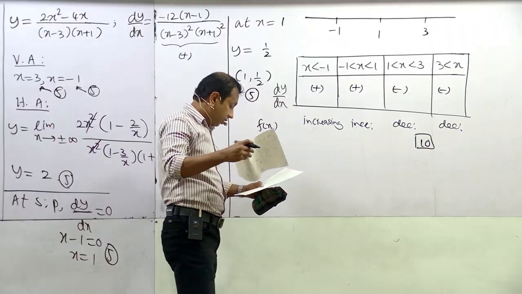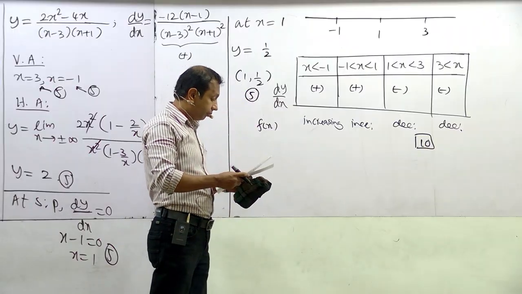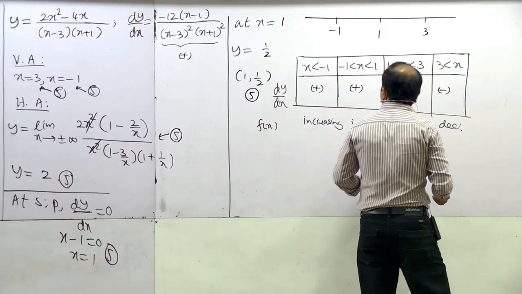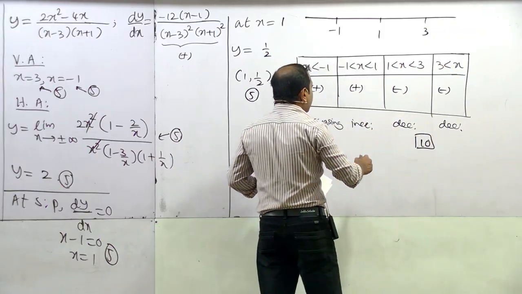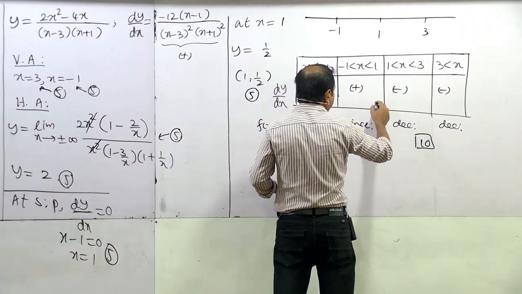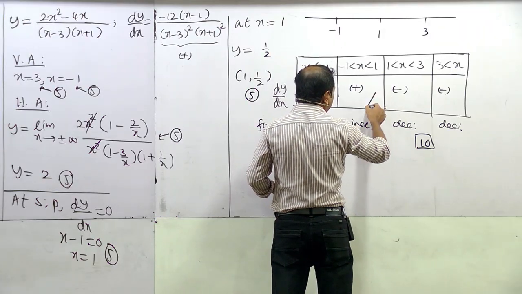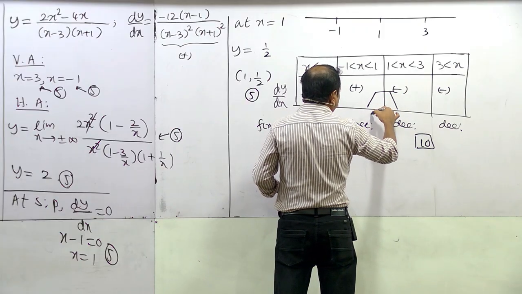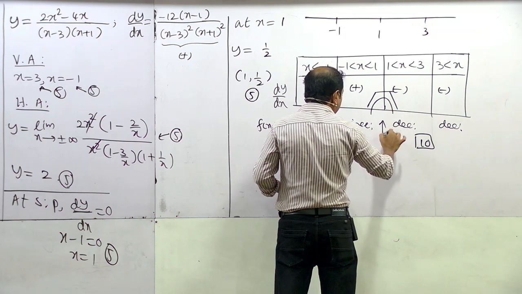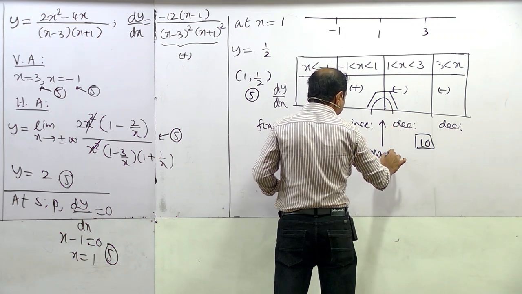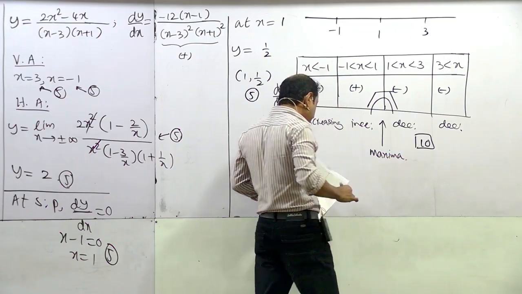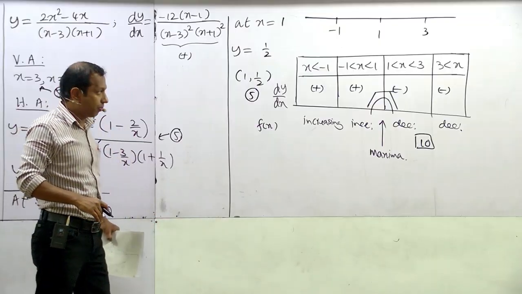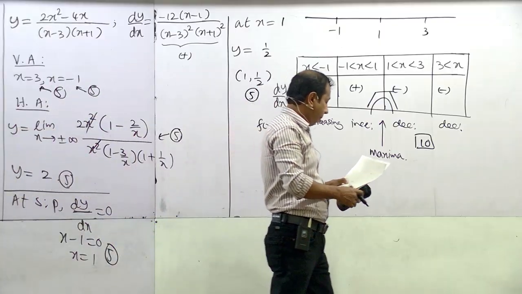Now the final discussion part. Right, at x equals 1 only we notice there's a stationary point. The stationary point should have this shape, no? Positive, here negative, this is 0, then the stationary point is a maximum, right? This is a maximum stationary point. Maxima we have.